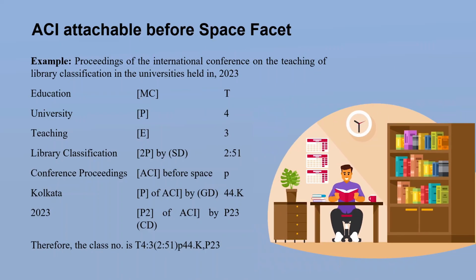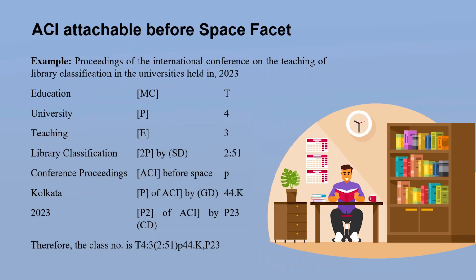Here I present an example: proceedings of the International Conference on the Teaching of Library Classification in the Universities, held in 2023. We have taken this title arbitrarily and worked out the class number with the notation for every facet, and finally we get the notation for conference proceedings from the anteriorizing common isolate before space facet.